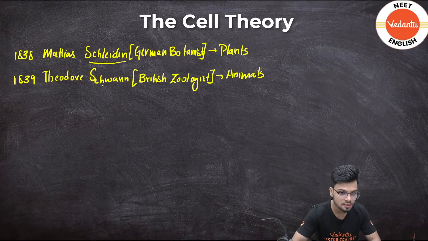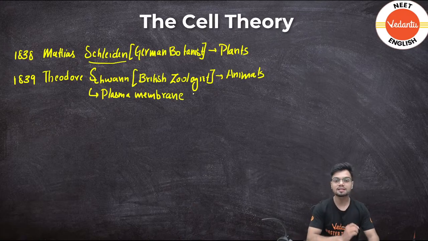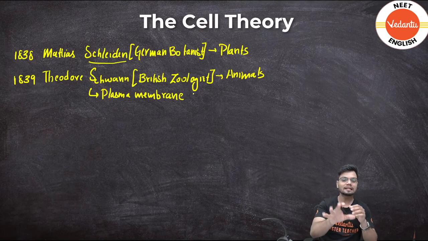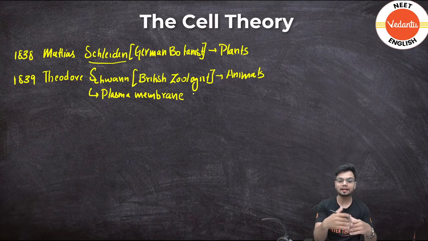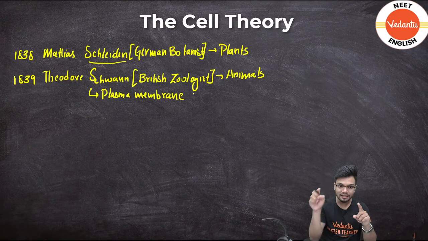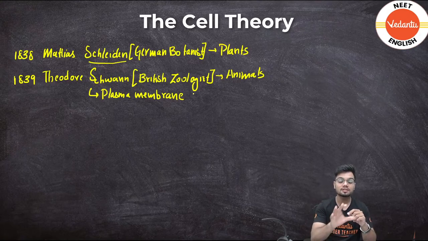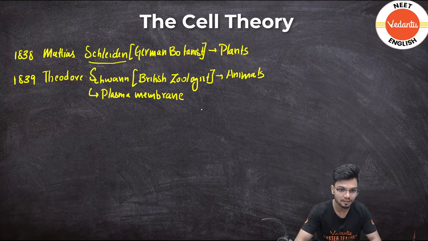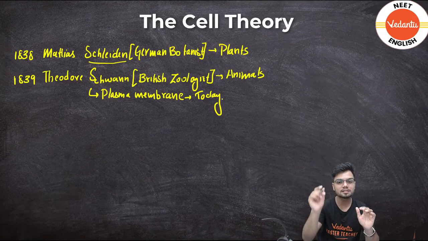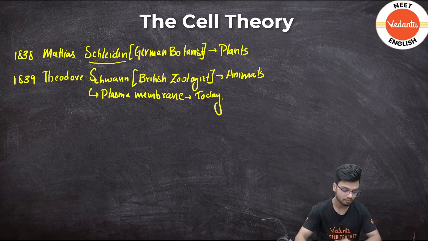The first thing he noticed was the plasma membrane. That is, there is a small thin layer around the cell called the plasma membrane. But did he know that it was the plasma membrane? No. Later on, after electron microscopy, a few years later, we understood that the thin layer which Schwann was talking about was nothing but the plasma membrane. We know this as the plasma membrane today, but he did not know that previously. He noticed there is a small thin layer around the cell.